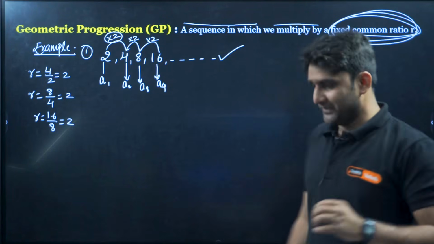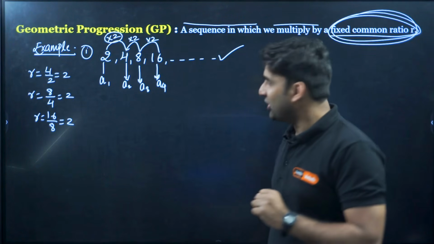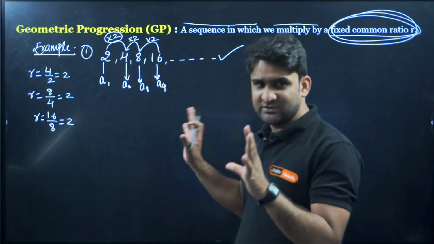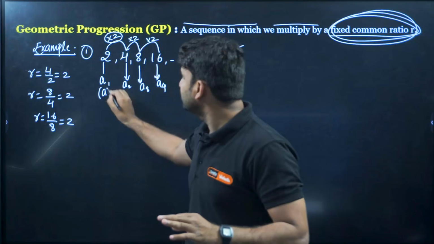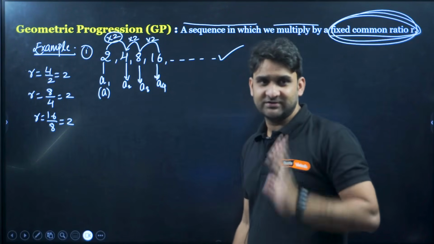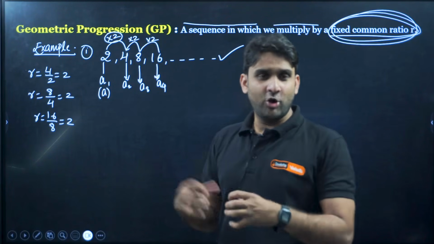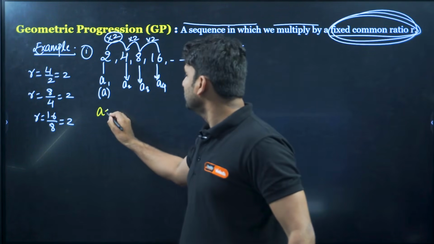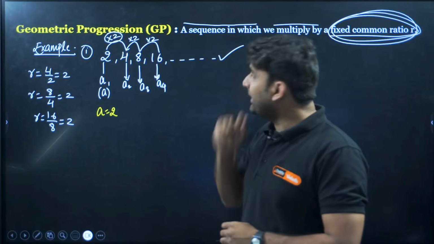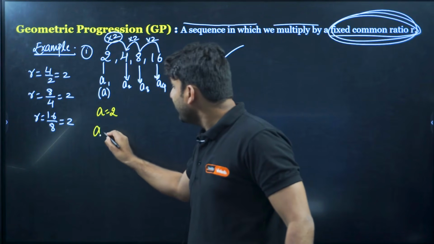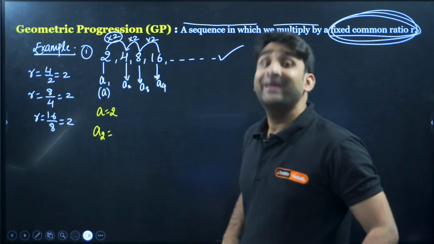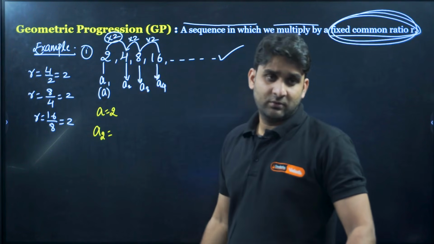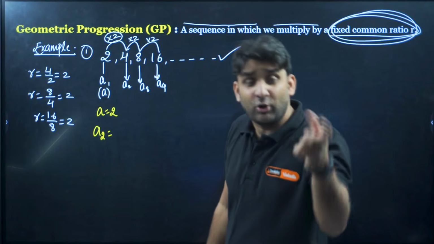Clear everyone? Okay, now let's talk about interesting things. My dear champion, look at the sequence. A1 is basically called A also, so don't get confused. A1 and A are both the same. Let's do some operations for the given situation. A we have is 2. Now look at A2. A2 is equal to A into R. We have multiplied by the common ratio, then only we are getting A2.